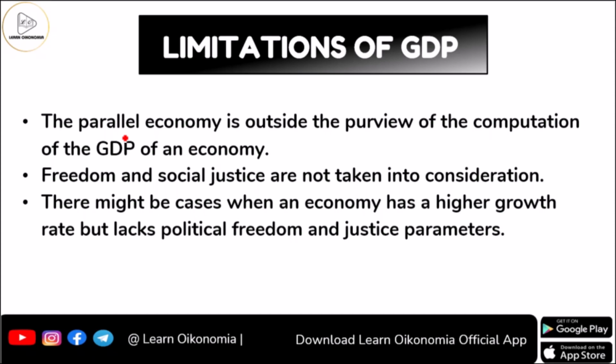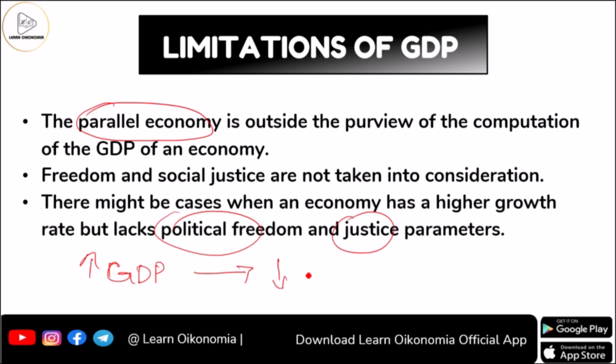And there is something called a parallel economy. This will act as a challenge to the computation of GDP. And freedom and social justice are not taken into consideration when you go for computation of GDP. There might be some cases when an economy has a higher growth rate, but freedom, justice, etc. might be lacking. So that means a high growth rate would be there, high GDP would be there, but there would be low development. Why does such a situation happen? This would be studied by various international organizations in various countries, and they will try to understand what the real scenario is and why it happens. And by understanding these things, they will try to give some remedy, or they will try to reduce such a situation.